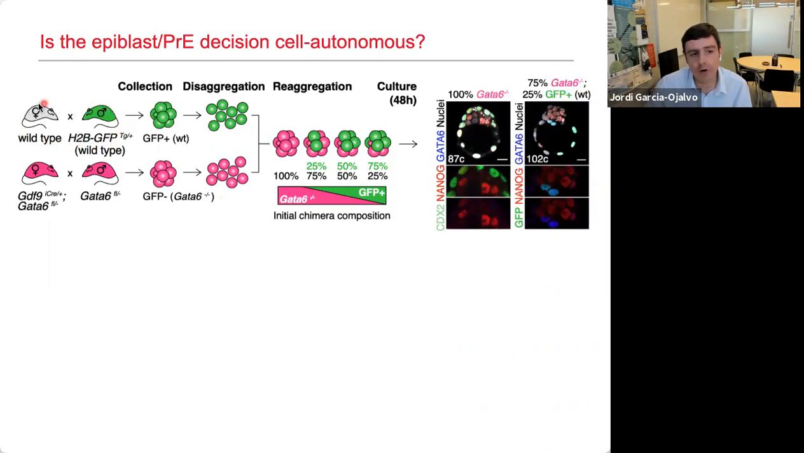Imagine, first of all, we have normal mice, what we call wild-type mice, okay? And the only thing that we do is we are crossing them with mice that have this fluorescent tag in such a way that all the cells coming from these normal mice are going to be tagged in green. They're going to be producing this green fluorescent protein, so we are going to see them in green, okay?